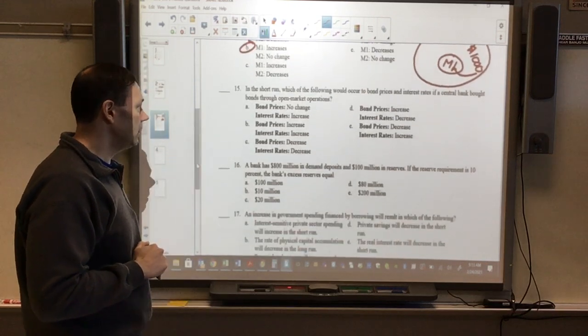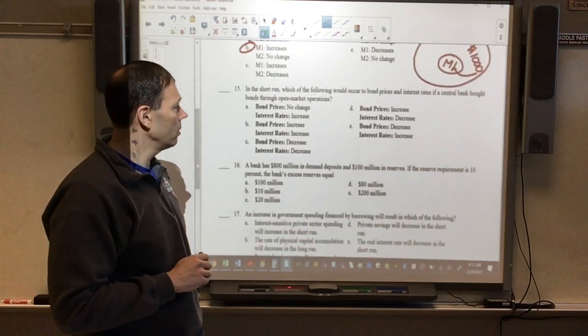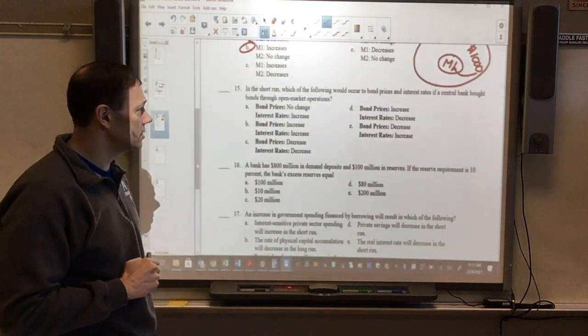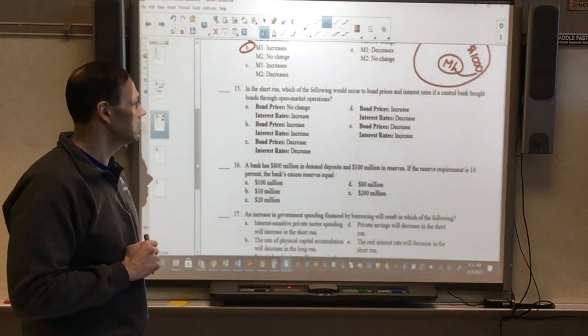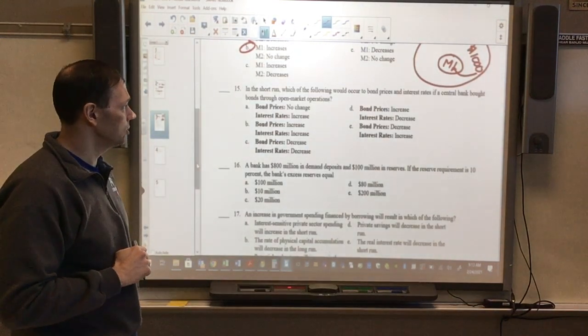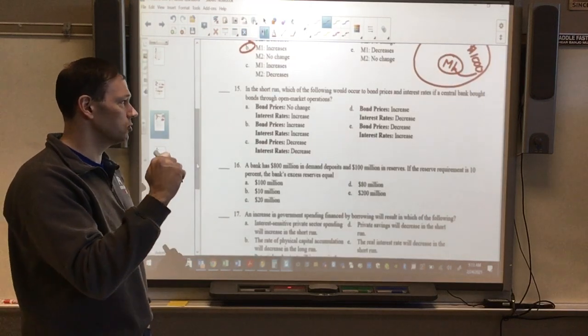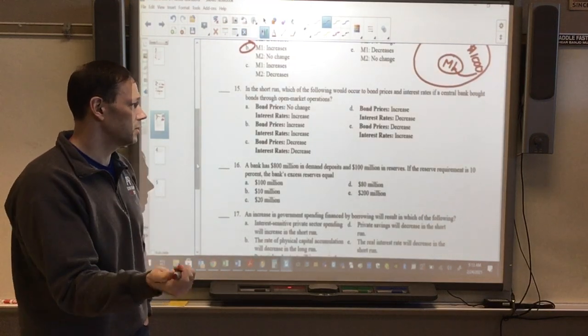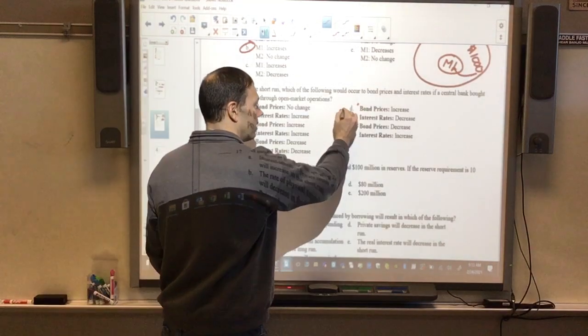All right, number 15, in the short run, which of the following would occur to bond prices and interest rates if a central bank bought bonds through open market operations? Okay, so buy bonds, that's going to make interest rates go down. Interest rates go down, bond prices go up. Best answer is D.